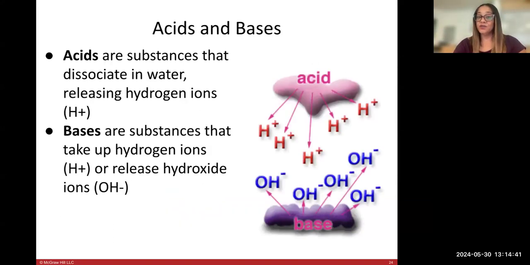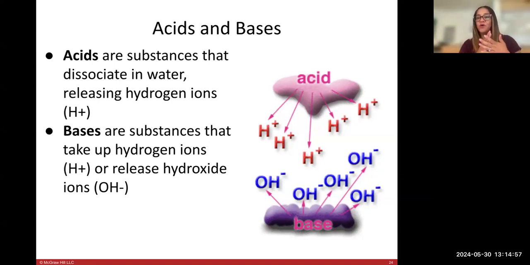Acids are substances that dissociate in water. They will release hydrogen ions into the solution. Bases are the opposite. They are substances that take up the hydrogen ions that get released, or on the other end of it, they will release the hydroxide ions.